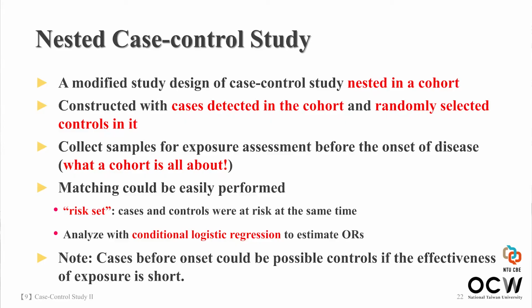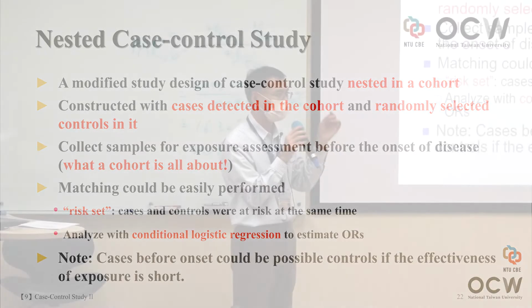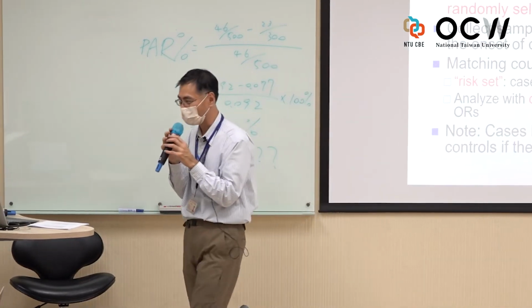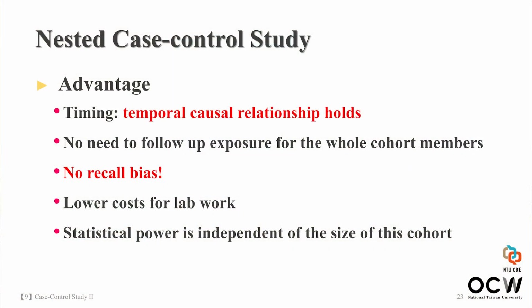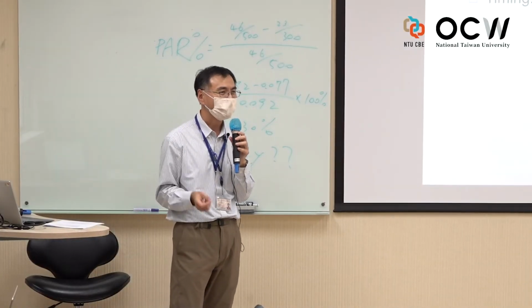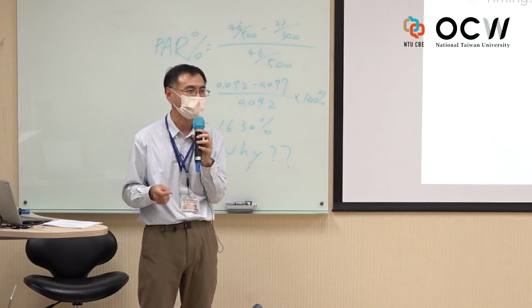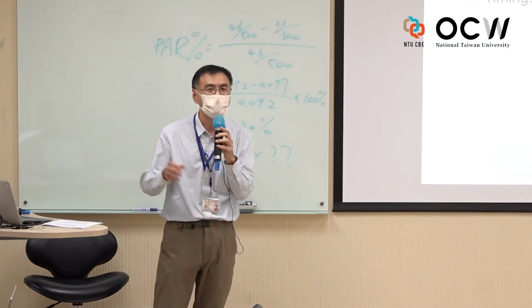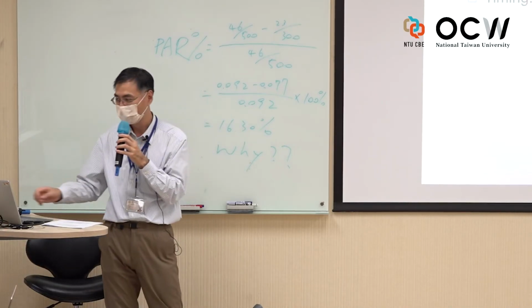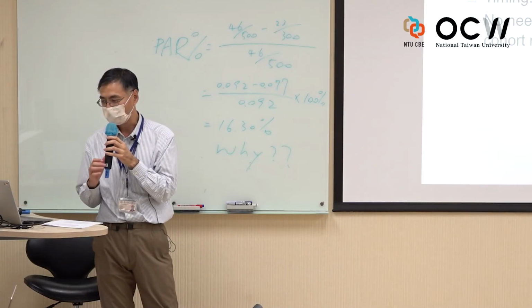But please pay attention that the cases before onset could possibly be a control. So the cases for this study could be a control for another nested case control study. That's fine. The advantage is about timing, because temporal relationship is the only essential or necessary one for the judgment of causal relationship, remember? Because the nested case control study is nested in an ongoing cohort, we are pretty sure that the exposure happened before the onset of disease. So you could hold the temporal relation.